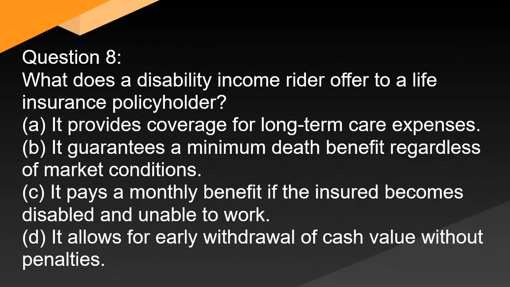Question 8. What does a disability income rider offer to a life insurance policyholder? A. It provides coverage for long-term care expenses. B. It guarantees a minimum death benefit regardless of market conditions. C. It pays a monthly benefit if the insured becomes disabled and unable to work. D. It allows for early withdrawal of cash value without penalties.